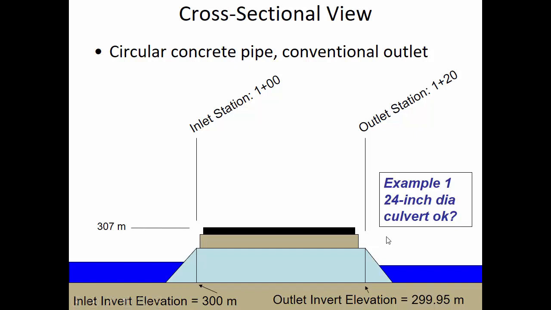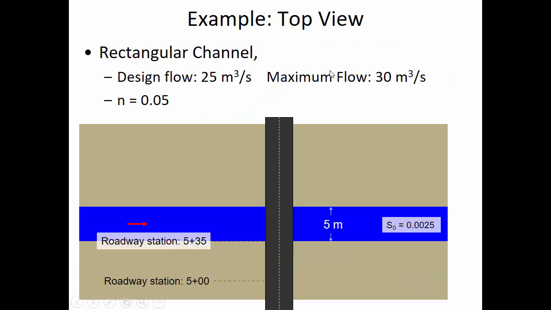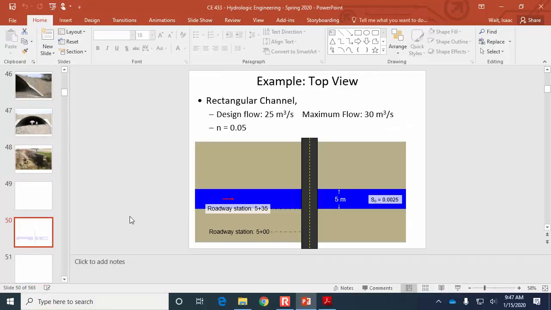Okay, this question is asking, would we be okay if we put in a 24-inch diameter culvert? And by the way, 24 inches is 610 millimeters. The rest of this problem is in SI units, and so I'm going to analyze this culvert to find out if we'd be okay, meaning, is there going to be no overtopping if we're trying to carry 25 cubic meters per second. Now this N value is the roughness of the channel, it's the roughness of the stream.